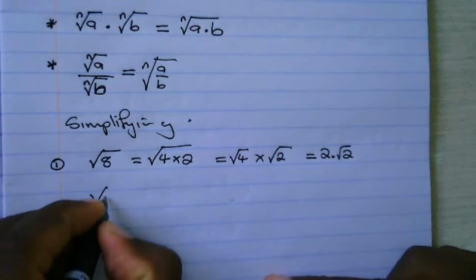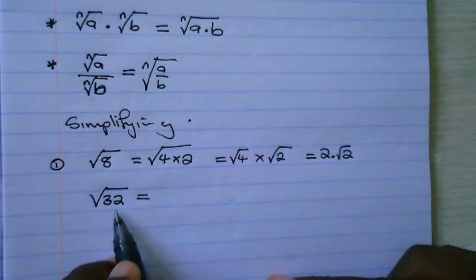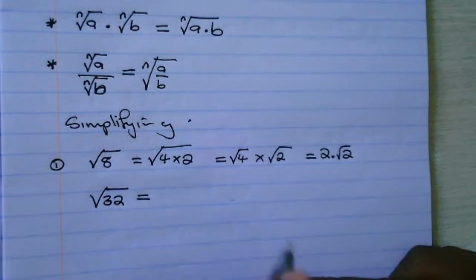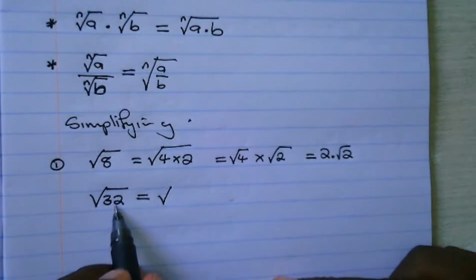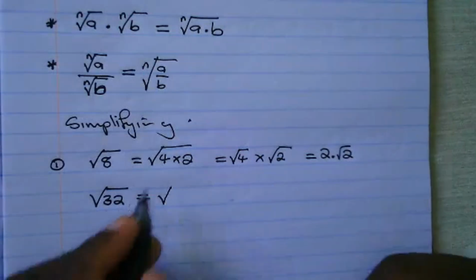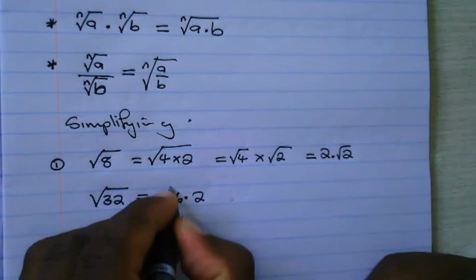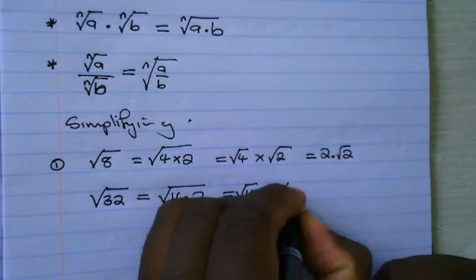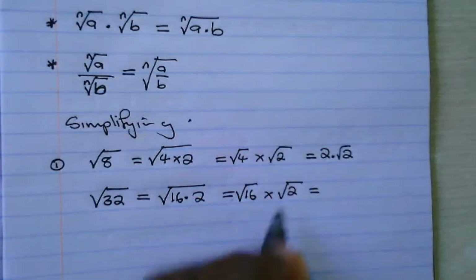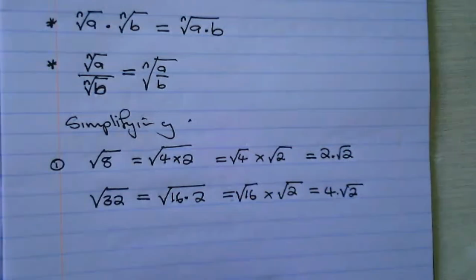And then we also can have square root of 32. This is a surd, but we can reduce it to its lowest term by getting two factors of 32, one of which is a perfect square, that is 16 times 2. This is going to be square root of 16 multiplied by square root of 2, and square root of 16 is 4, so it's 4 root 2.